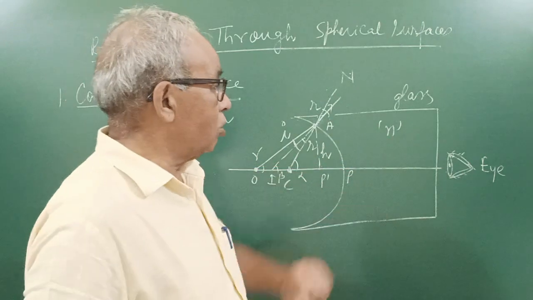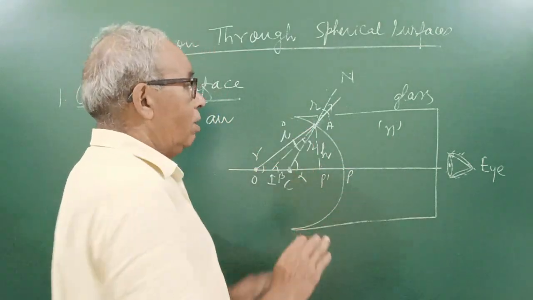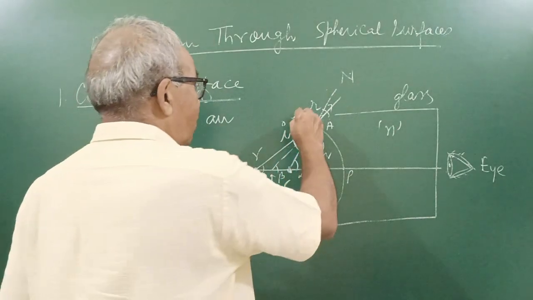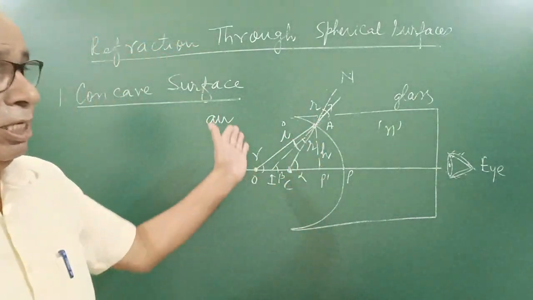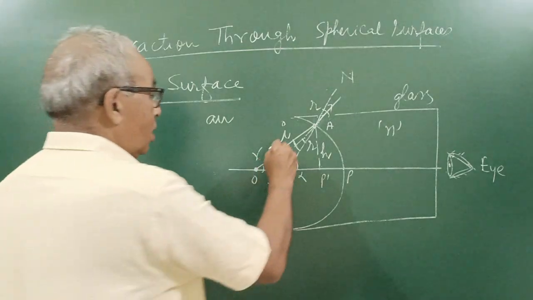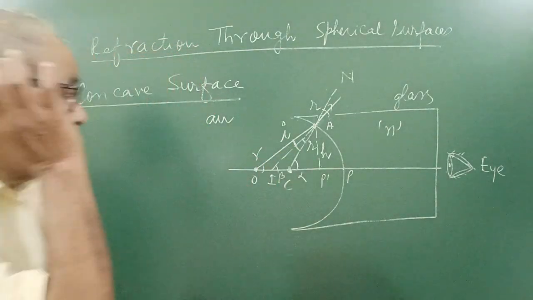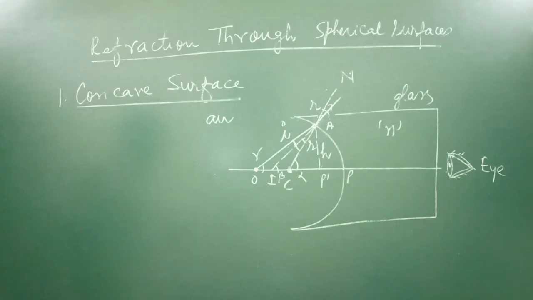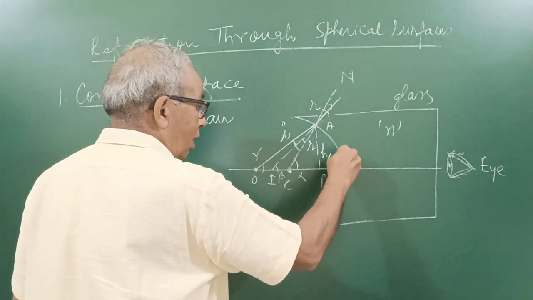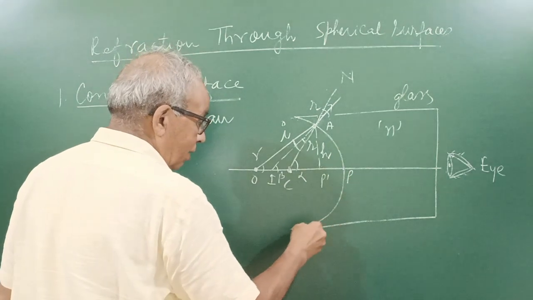Actually, this figure shows a part of a glass slab whose surface on which light is falling is concave in shape. Then how will the image be obtained and where will we see the object? This is the concave surface of glass of index n.